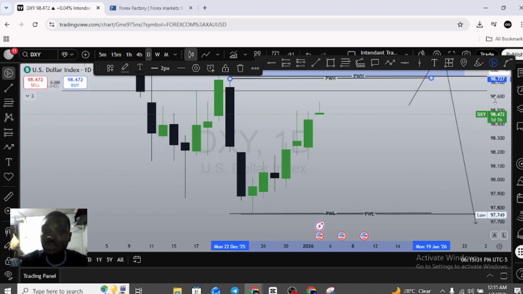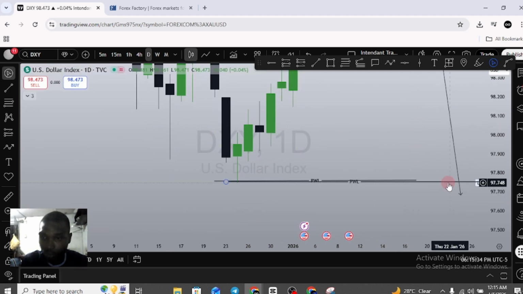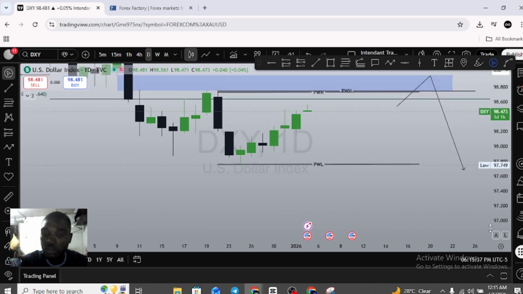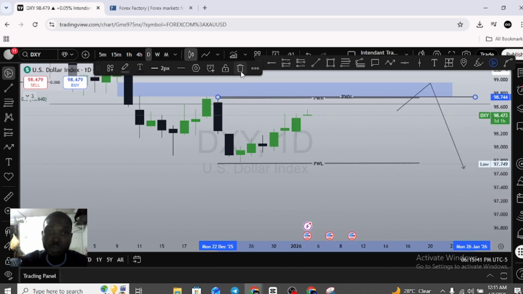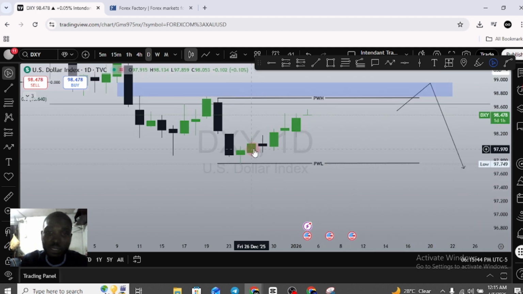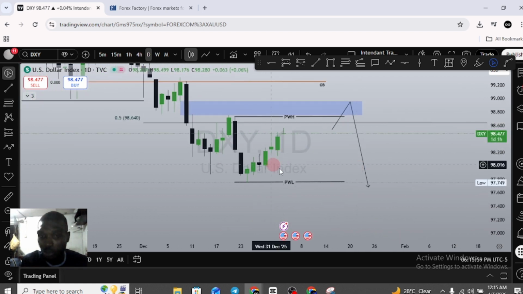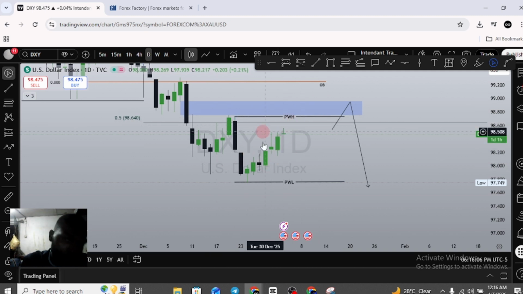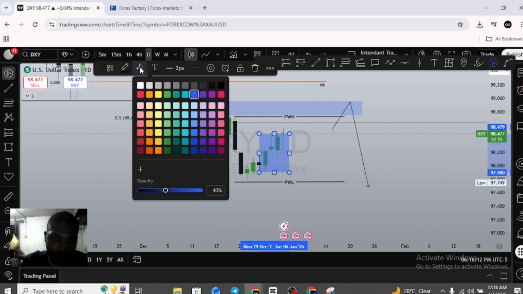So this is the daily time frame right here. I already marked out my position. Right here we can see this is Monday, Tuesday, Wednesday, Thursday, and Friday. Thursday was New Year's Day, so the market was not open, right? So as you can see, this whole candle, we didn't really see much move last week. It was just a range.